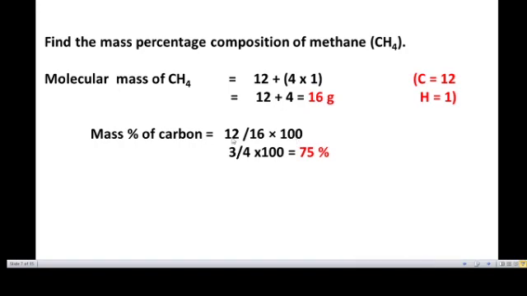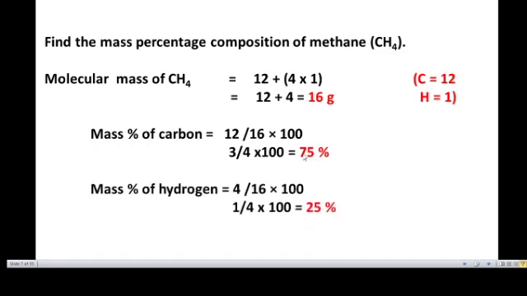In the simplest form, 3 4s are 12, and 4 4s are 16. So, the simplest form is 3 by 4 into 100. 3 into 100, 300 by 4 is equal to 75 percent. So, the mass percentage of carbon is equal to 75 percent.